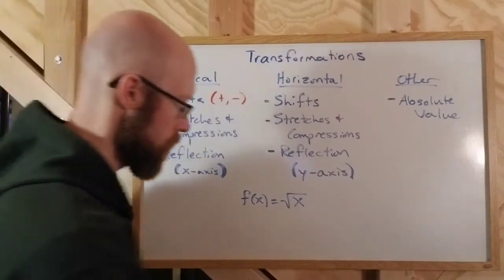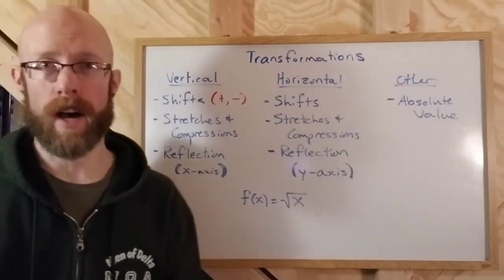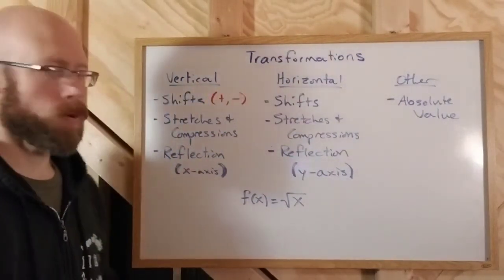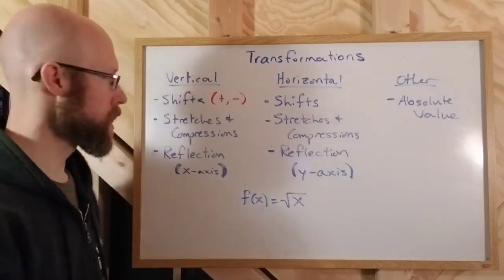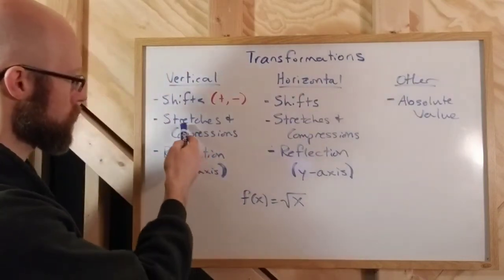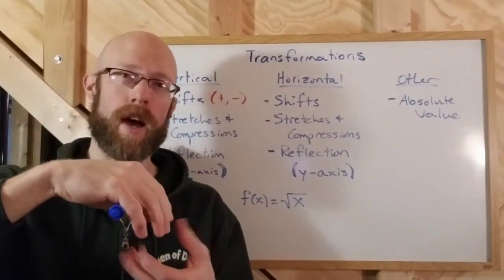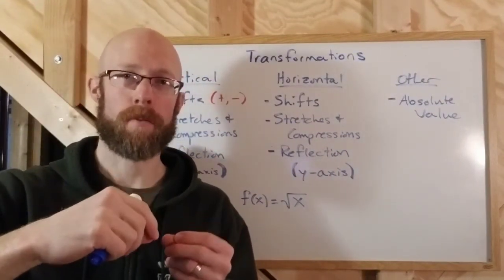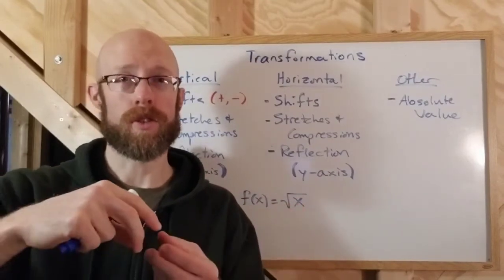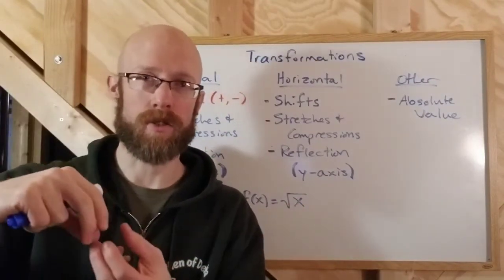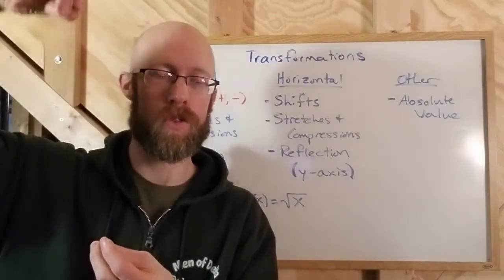Stretches are done by multiplying or dividing. Well, we're going to call it multiplying either way. So stretches are done by multiplying. So you take a graph, if you multiply the output by, let's say, 2, then you're doubling its distance from the x-axis, you're doubling its value, and so you're stretching it away.